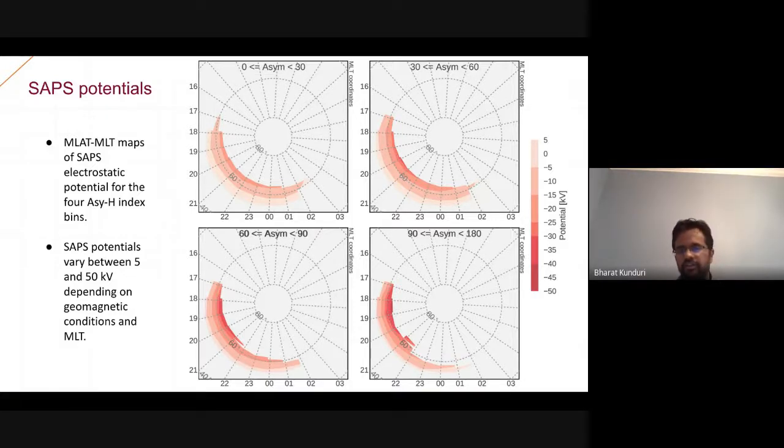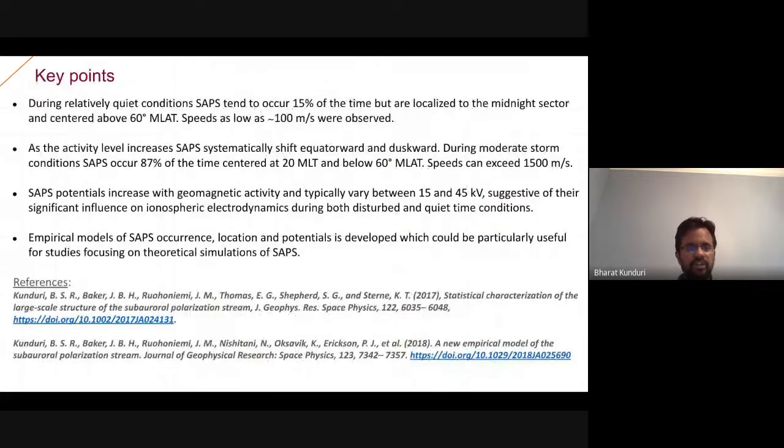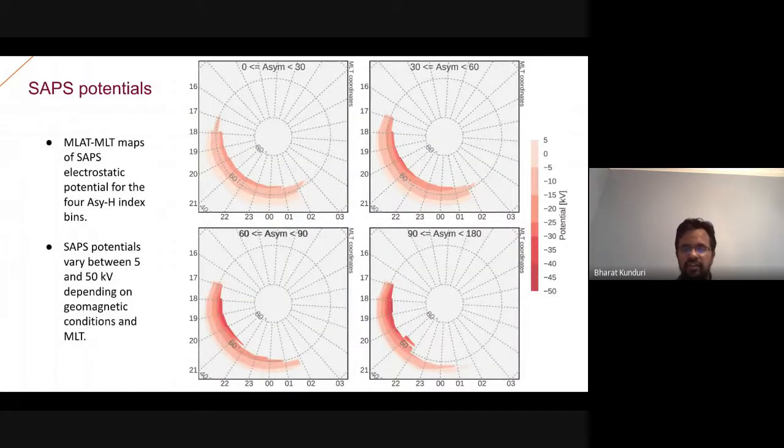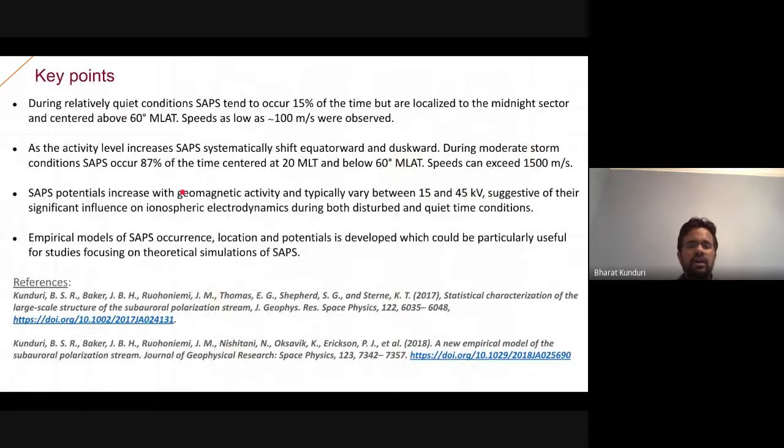We developed a model of SAPS potential. I'm not going to talk about the model here, but we have a SAPS potential model that is developed using these observations. So the key points from this quick statistical analysis are that we find SAPS during a broad set of geomagnetic activity levels. SAPS tend to occur about 15% of the time, but are localized to the midnight sector just above 60 degrees magnetic latitude during quiet times. And speeds are usually between 100 and 300 meters per second when the geomagnetic disturbance level is low.